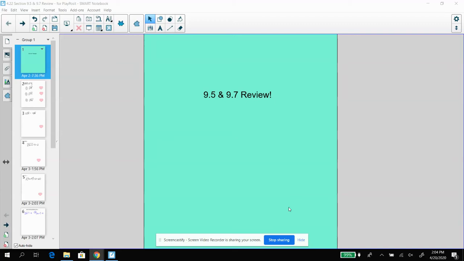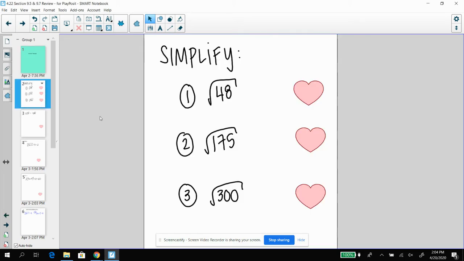We are starting today with a little 9.5 and 9.7 review. Remember, section 9.5 was all about simplifying square roots, and 9.7 was all about radical equations. So we're going to start off with three little simplify problems. So I want you to try these.